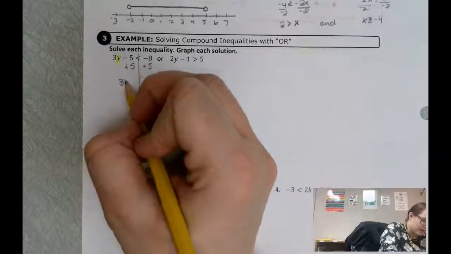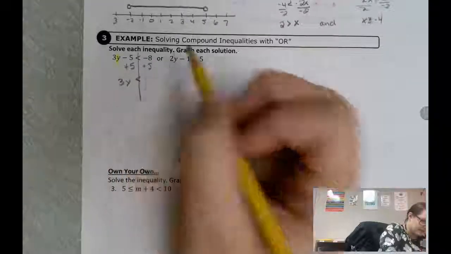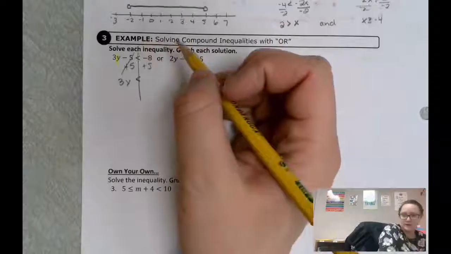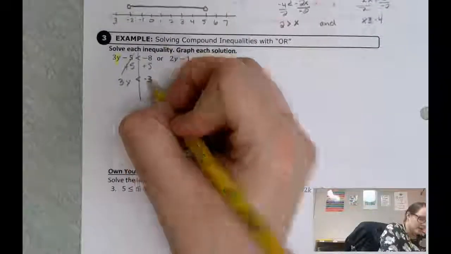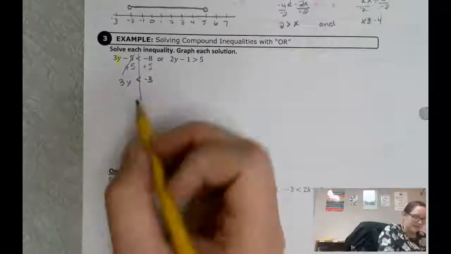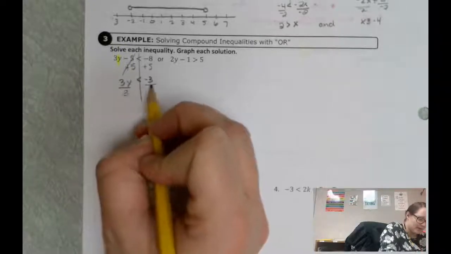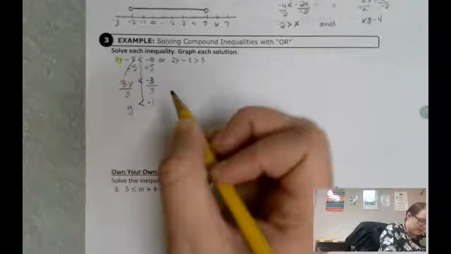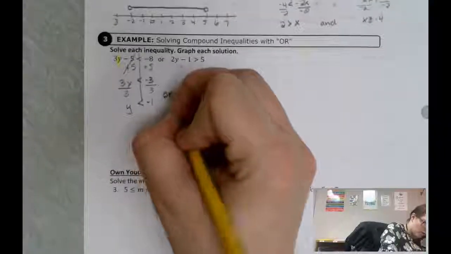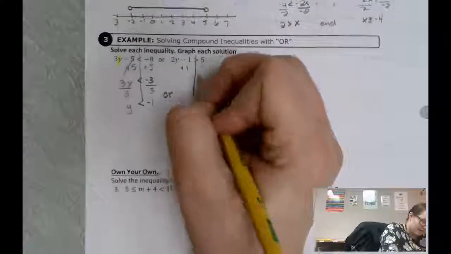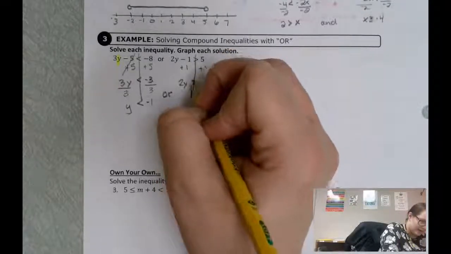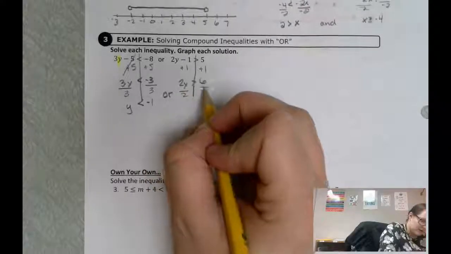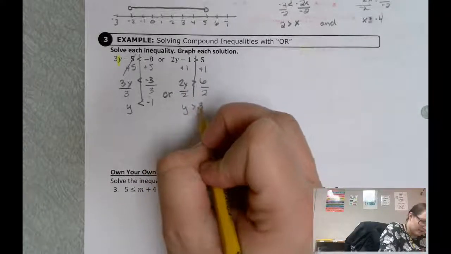I get 3y is less than negative 8 plus 5, which is going to be negative 3. Okay, got to get y by itself, so then I'm going to divide by 3, divide by 3. I get y is less than negative 1. Now I still got to do my add 1. So, or, solve this one. I'm going to add 1 and add 1. I get 2y is less than 6. Okay, divide by 2. Divide by 2. I get y is less than 3.